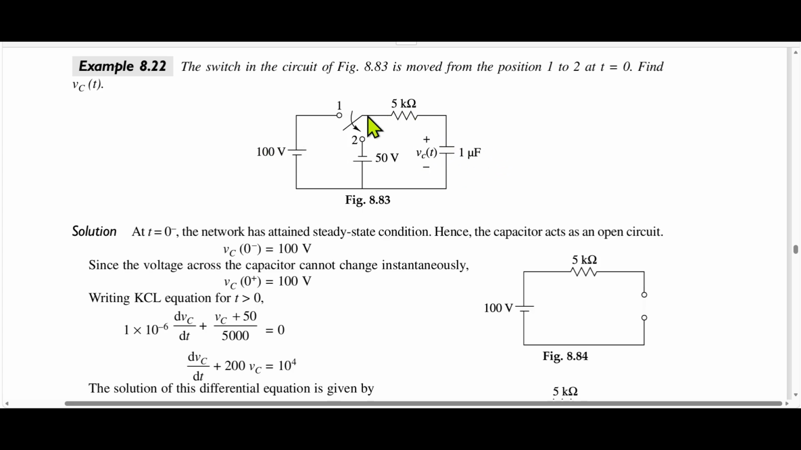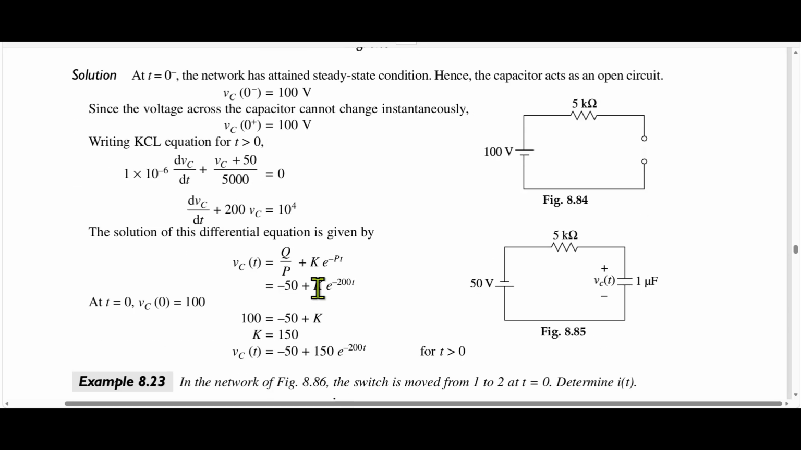Since the capacitor is connected in the first circuit, it already attains the steady state. So the value of Vc(0) will be nothing but 100 volt, right? As it will be charging to the maximum voltage. So at Vc(0 minus), it will be 100 volt. Then similarly, whenever we are switching, immediately the voltage remains the same. So Vc(0 plus) will be 100 volt, right?